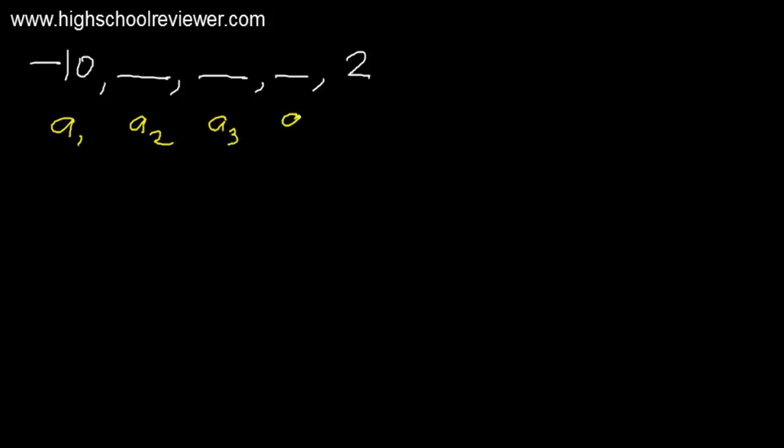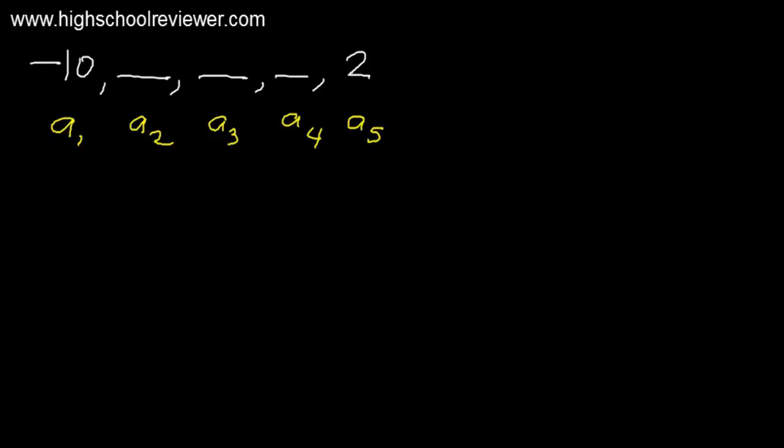Arithmetic means of an arithmetic sequence. Our next problem, we have negative 10, and we have the missing arithmetic means. We have 3 terms here, and then the fifth term is positive 2. So negative 10, let's call this a sub 1. This will be a sub 2, a sub 3, a sub 4, and this is a sub 5.